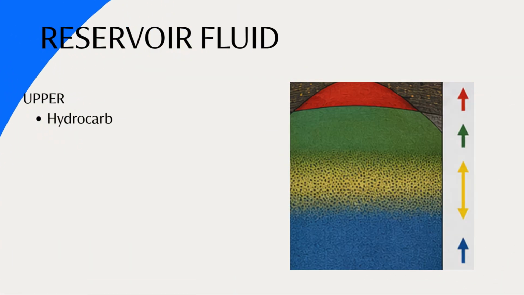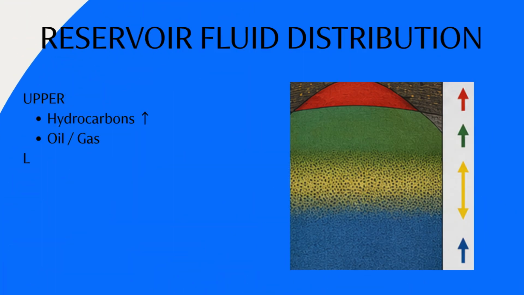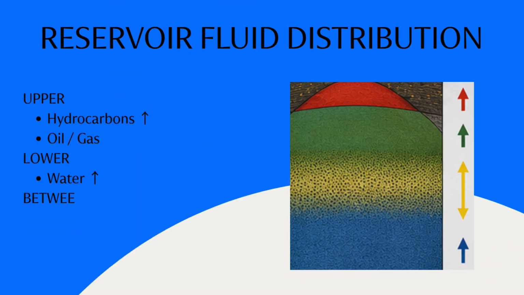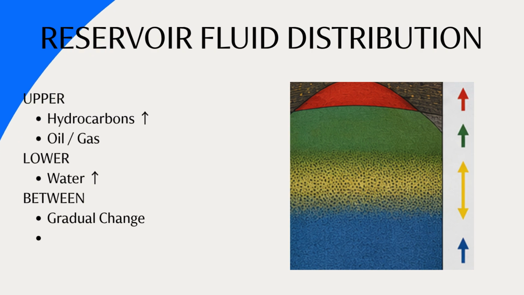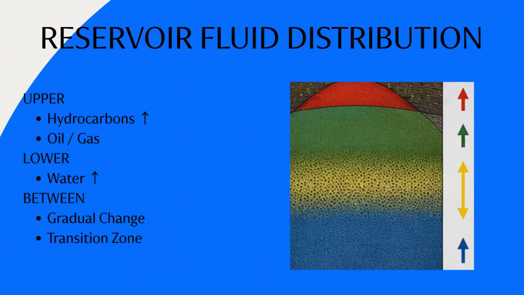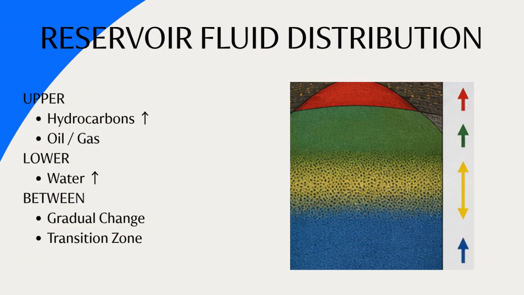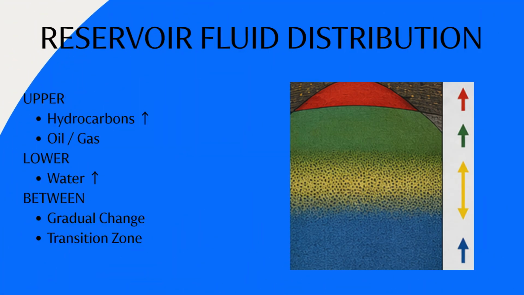Now again imagine we cut the reservoir open and look inside. What we see at the upper part, hydrocarbons are more dominant. Why? Because they are lighter than water and tend to move upward. As we move downward, water becomes more dominant.